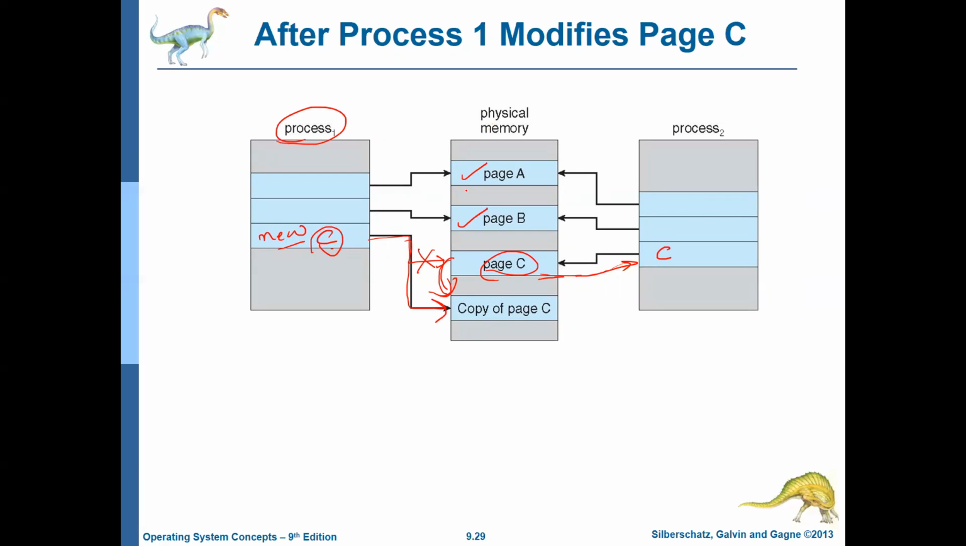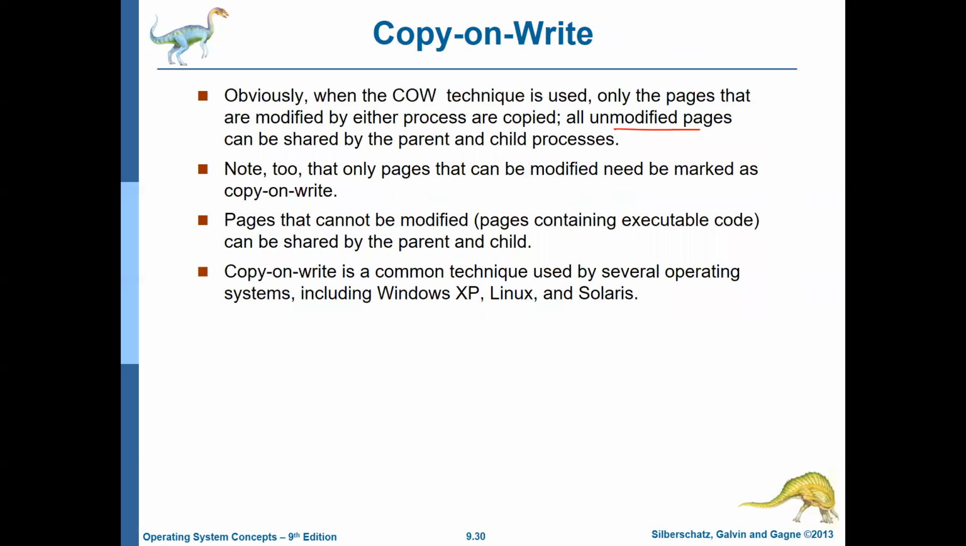Only those pages that are modified need to be changed. The rest of the common pages can still be shared between both parties. Process 1 and process 2 are still sharing page A and page B. Even though page C has changed, it doesn't matter. The remaining unmodified pages can still be shared by the parent and the child process, because that is how it originated from the parent.